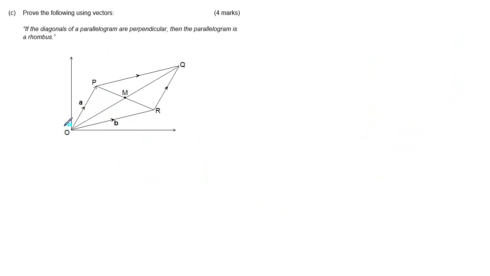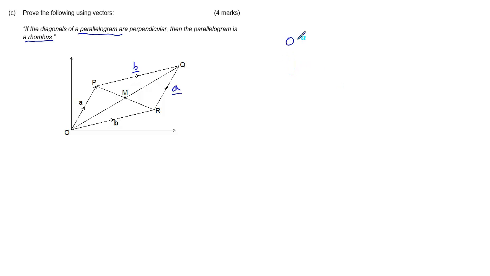Now, we want to prove that if the diagonals of a parallelogram are perpendicular, then the parallelogram is a rhombus. And remember, a rhombus, what distinguishes it from a parallelogram, is that all the sides are the same length. So we have OPQR here as a parallelogram. So this vector here would be B, and this one would be A.